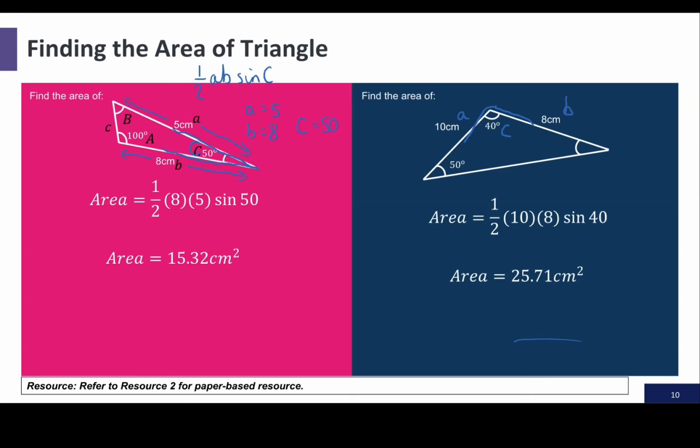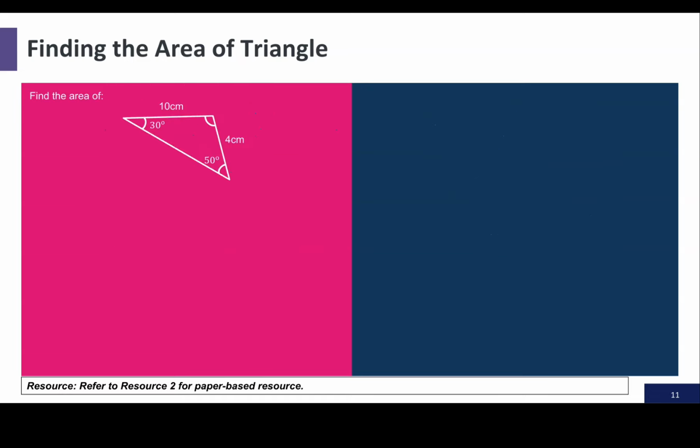And there we go. The area is 25.71 square centimetres. Here's another problem. I'm asked to find the area of this triangle. I'm looking for two sides and the angle between. At the minute I can't see that. It's not happening here, here, or here.